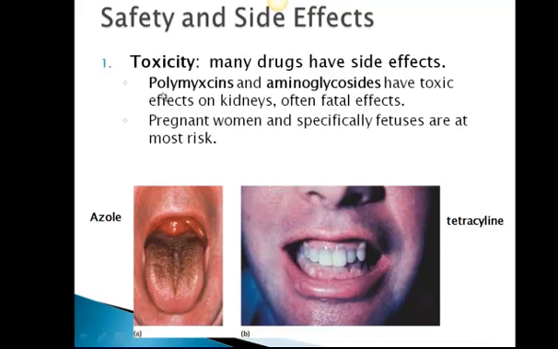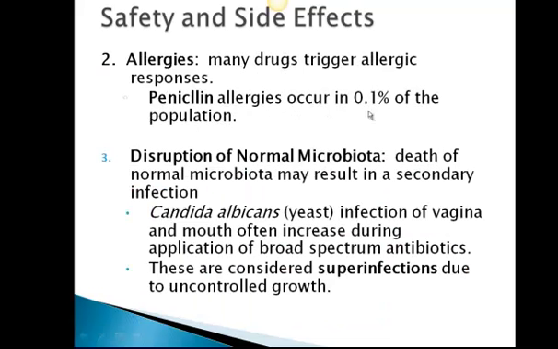So safety and side effects, these are also important considerations that clinicians and physicians need to make and be aware of. So for example, we mentioned the polymyxins and the aminoglycosides having toxic effects on the kidney and also on the ear. So these can be fatal effects as well. And you just see some of the side effects here from different compounds, including the azoles and the tetracyclines, causing discoloration of teeth in this case. And then of course allergies, and then complications caused by disruption of normal microbiota. They can allow other opportunistic infections to occur.